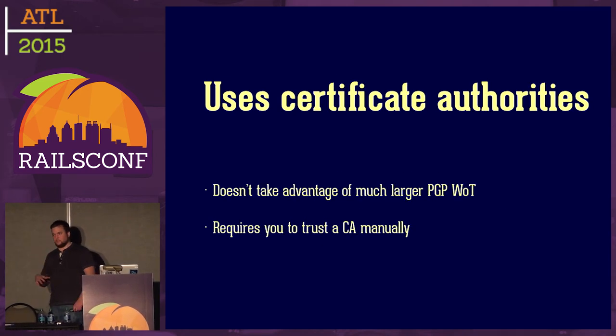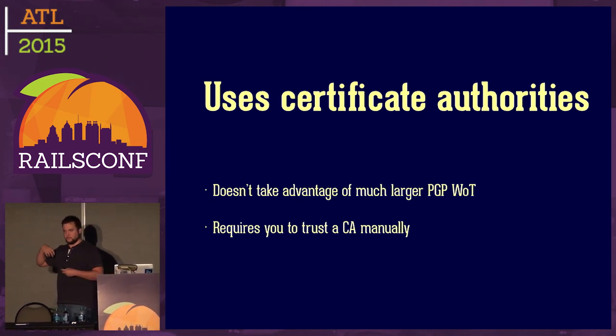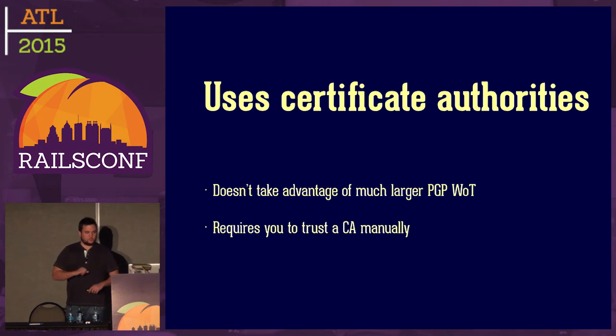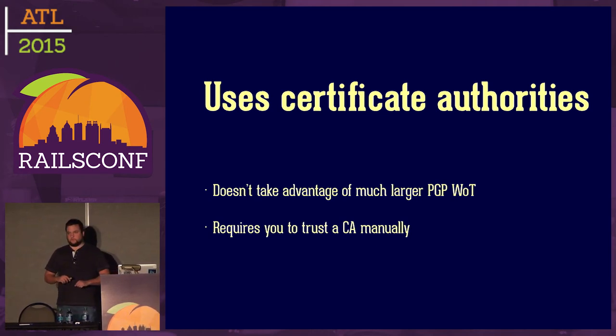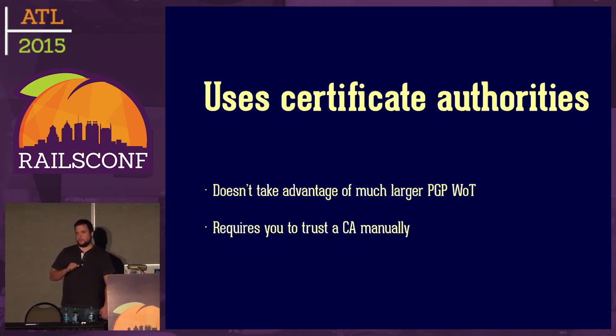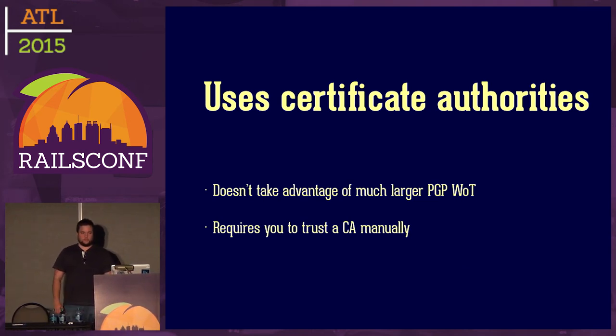So this isn't taking advantage of the web of trust that PGP provides, which is like, well, you trust Aaron, he trusts me, we're all good to go. It requires you to trust a certificate authority manually. In the case of SSL on the internet, HTTPS stuff, you've actually implicitly trusted all of the certificate authorities that matter to you by having a Mac computer or having a Windows computer or installing Chrome. They just do that for you. It's not a decision that you make, which is different in PGP, where you do make that decision explicitly.